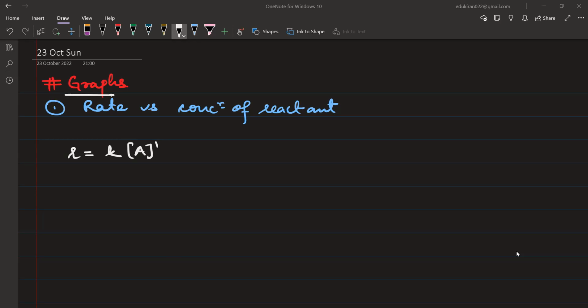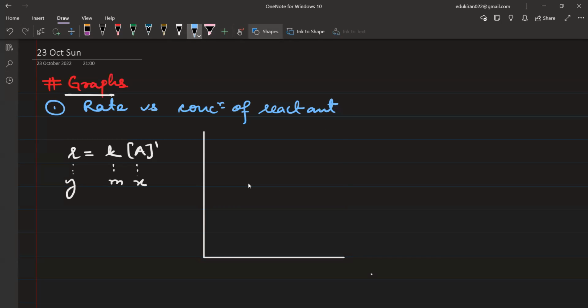Now, this is a plot Y is equal to MX, where this will be my M and this will be my X. That means this will be passing through the origin, like this. And what will be the slope for this? This is your rate, and this is the concentration of A. What is the slope? Slope for this is equal to K. Write this graph down.